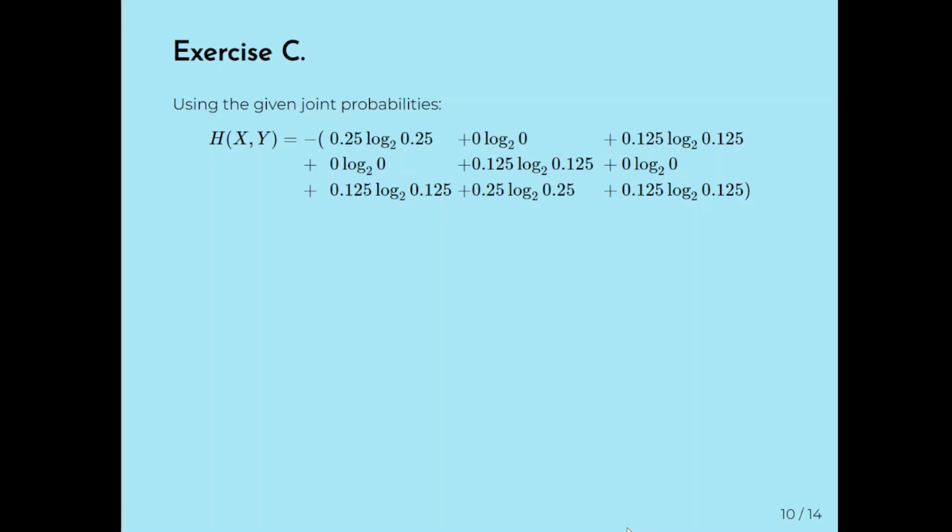I have this equation set up so it is a replica of the table. Looking at the top row, we have 0.25 times log to the base 2 of 0.25 plus 0 times log to the base 2 of 0. Now, when we have 0 times log to the base 2 of 0, the log of 0 is not defined, but we take the easy approach here and just say 0 times anything is 0. So we just ignore the zeros. Plus 0.125 times log to the base 2.